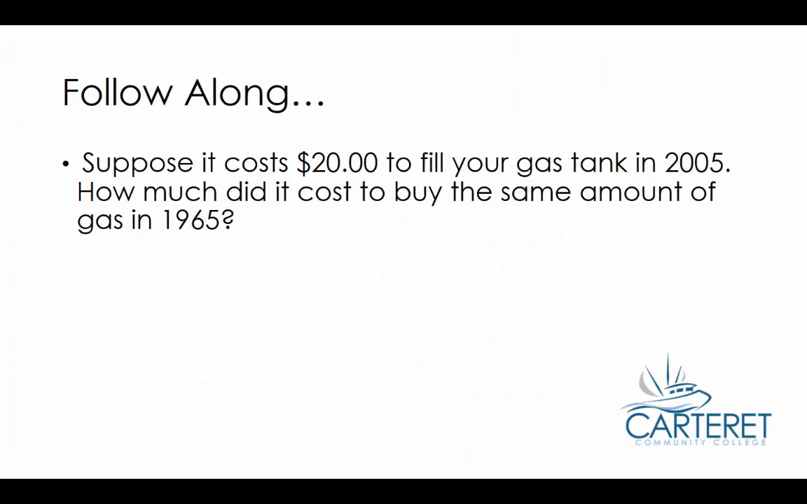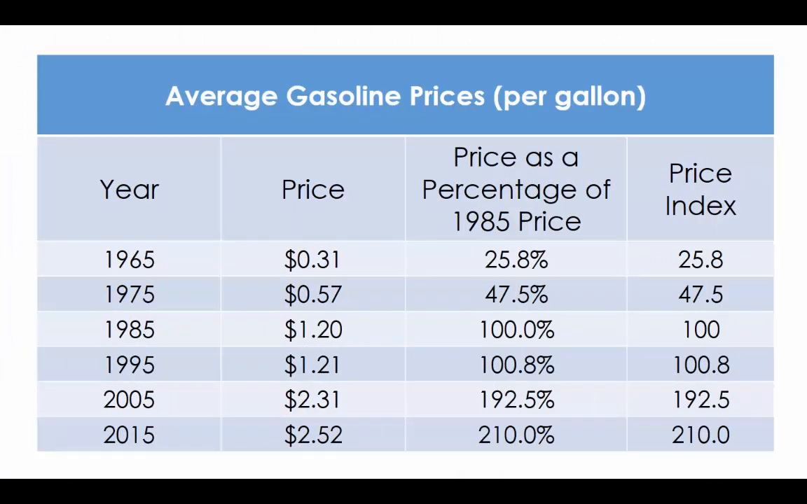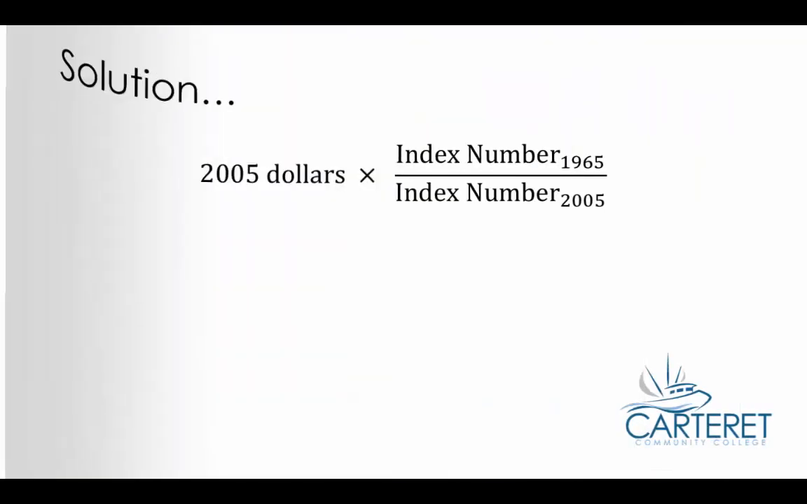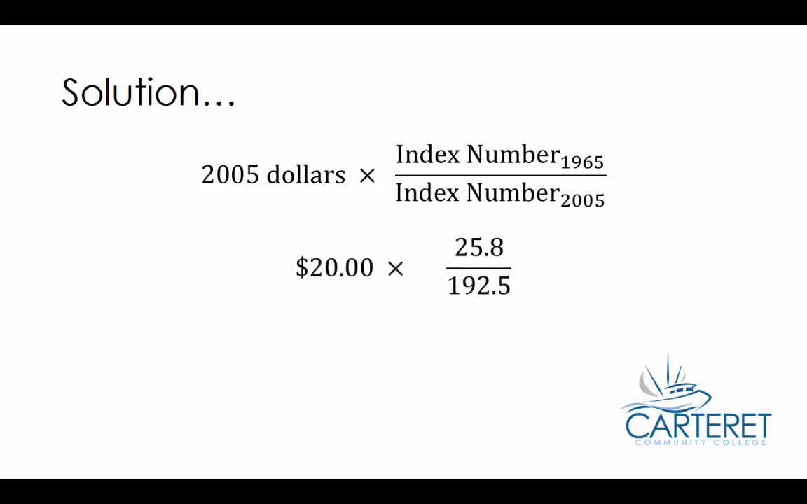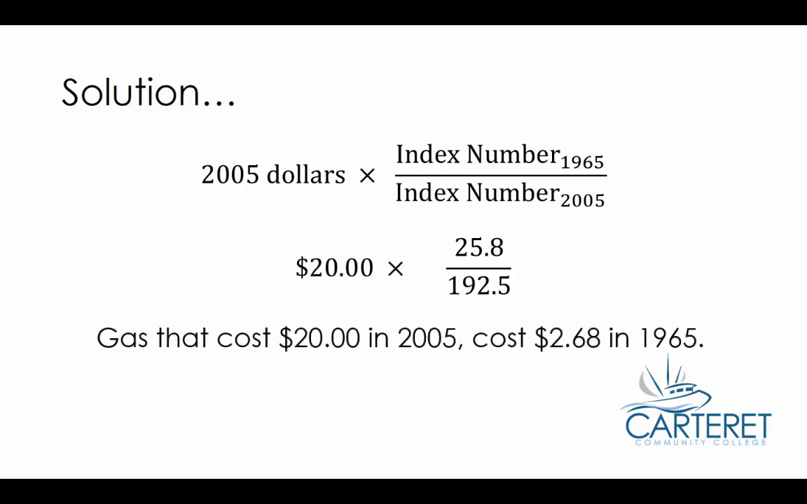Suppose it cost $20 to fill your gas tank in 2005. How much did it cost to buy the same amount of gas in 1965? To find out how much higher or lower gas prices were in 2005 compared to 1965, we compute the ratio of these index numbers. The reference here in this case is 2005. If we know the cost or dollar amount of a given good or service, this will help us indicate the reference year. We see that gas that cost $20 in 2005 costs approximately $2.68 in 1965.